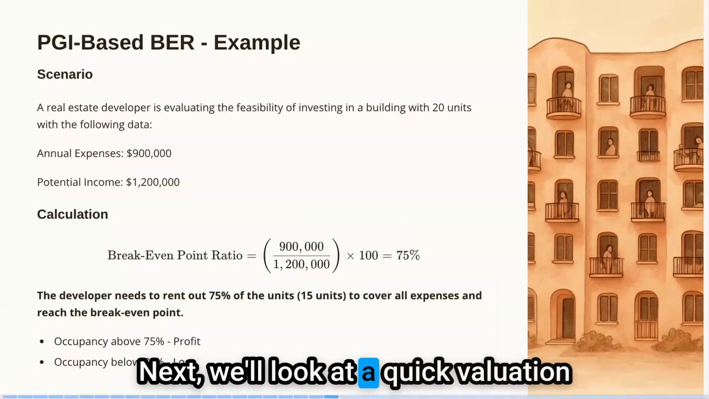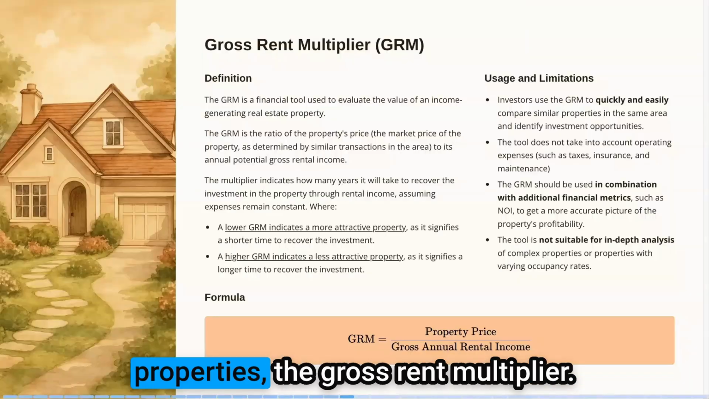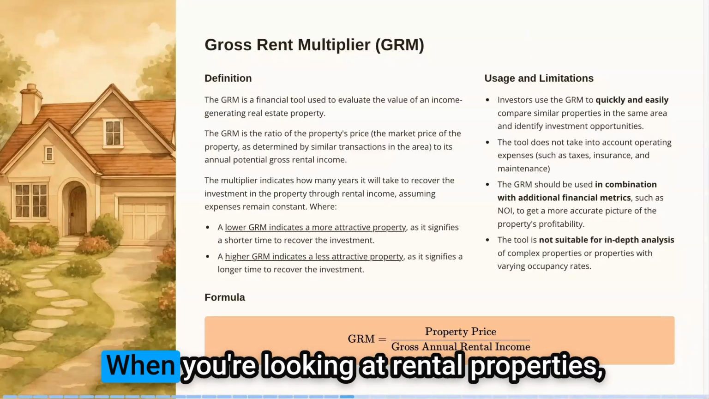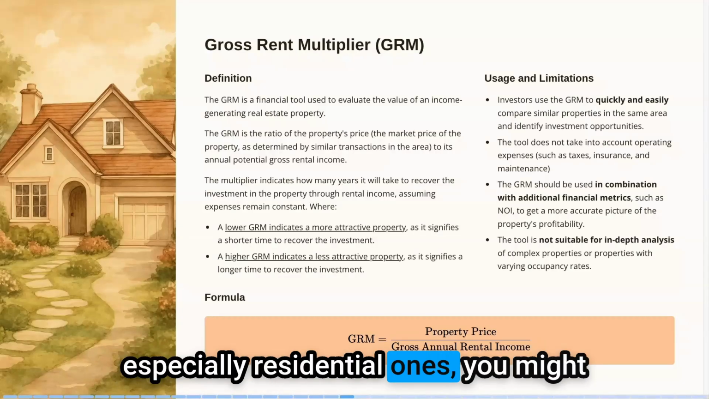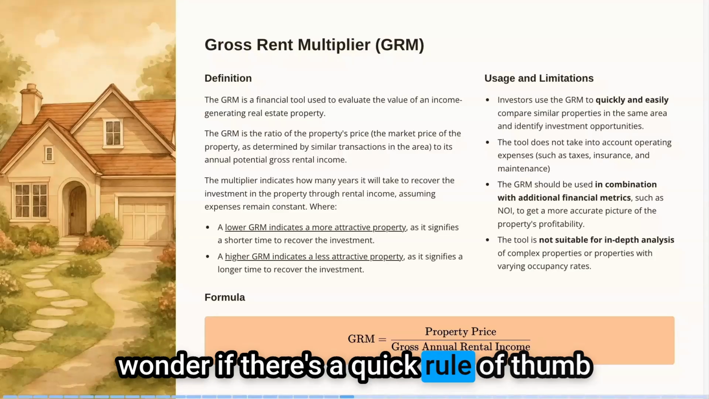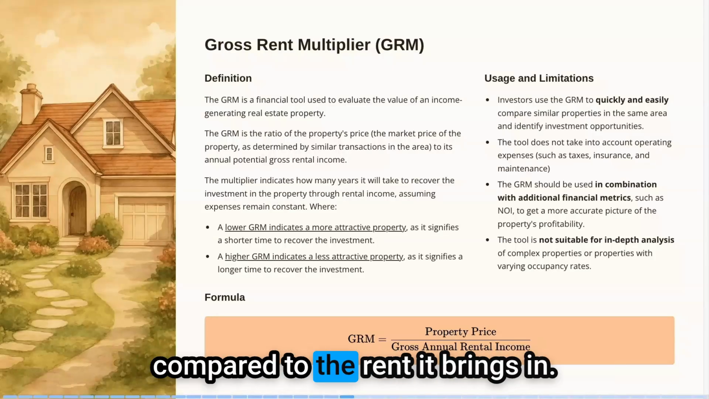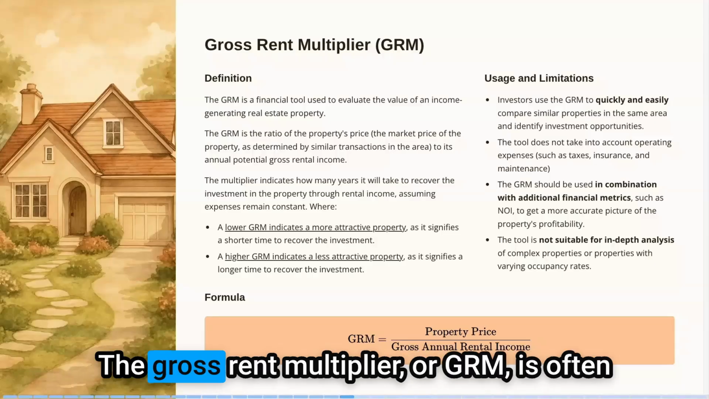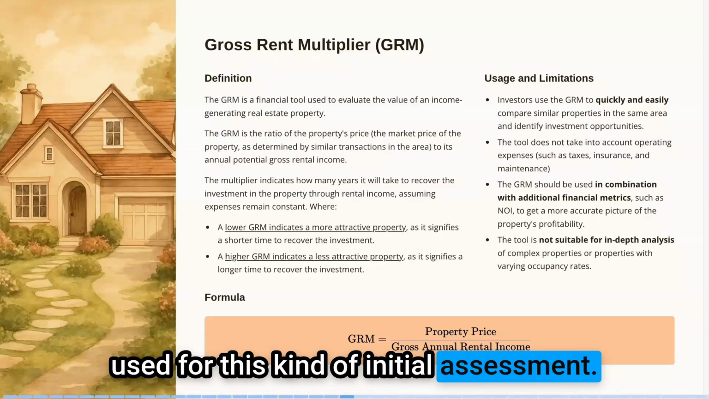Next, we'll look at a quick valuation tool often used for comparing rental properties, the gross rent multiplier. When you're looking at rental properties, especially residential ones, you might wonder if there's a quick rule of thumb to see if a property's price is reasonable compared to the rent it brings in. The gross rent multiplier, or GRM, is often used for this kind of initial assessment.